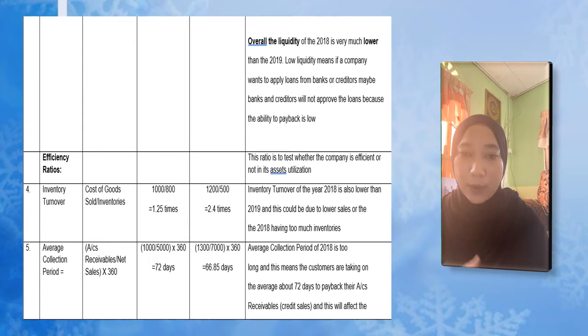And then the second one is average collection period. Average collection period is about days. For 2018, after calculation, we get 72 days, and compared to the 2019, we get 66.85 days. So average collection period of 2018 is too long, and this means the customers are taking on average about 72 days to pay back the account receivable, or we can call credit sales, and this will affect the company in 2018 on working capital. The company in 2018 is not too strict in its collection policy.